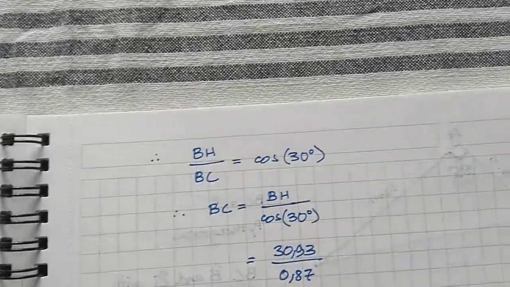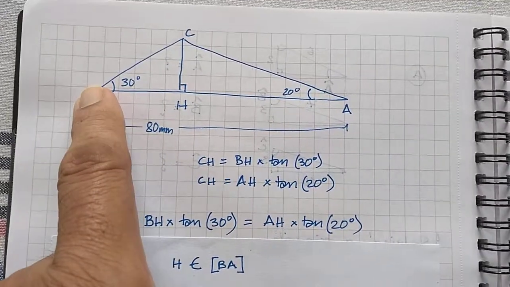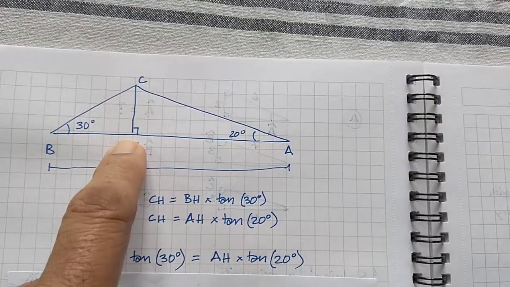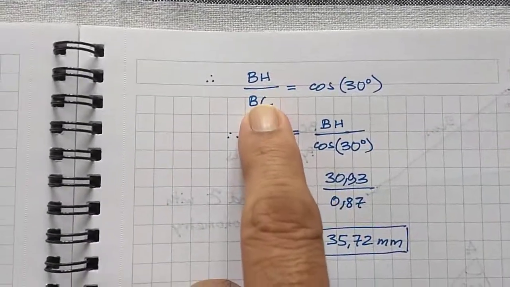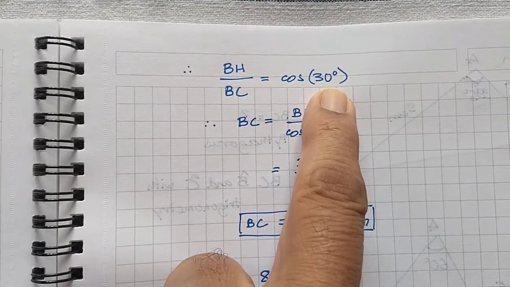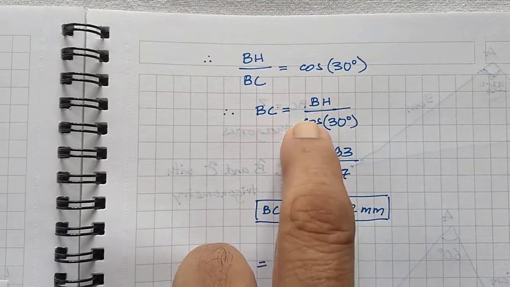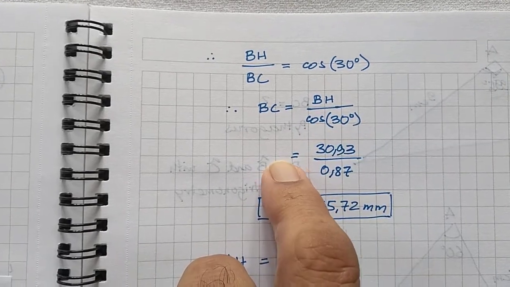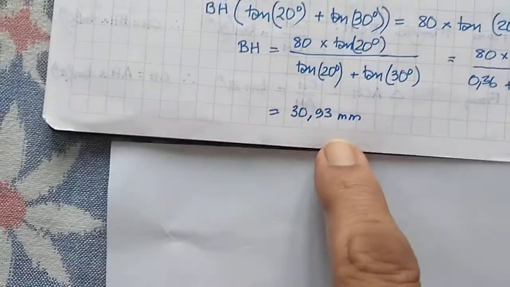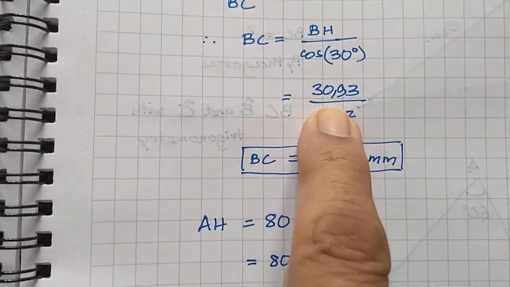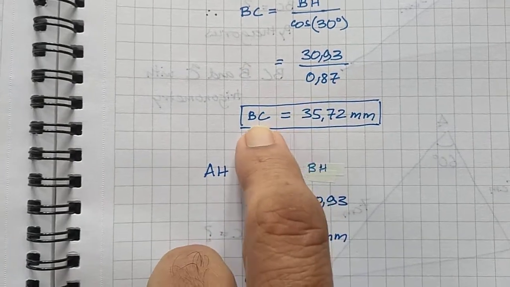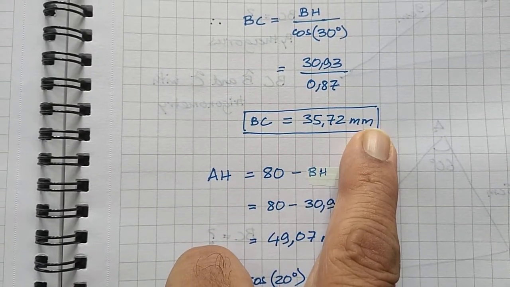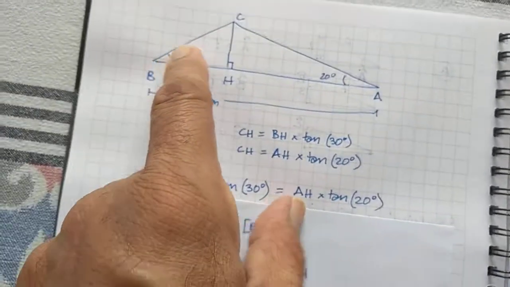So what is BC equal to? BH over BC is equal to cos of 30 degrees. So BC is equal to BH divided by cos of 30 degrees, which is 30.93, what we calculated here for BH, divided by cos of 30 degrees, which is 0.87. Do all this in the calculator, you get BC is equal to 35.72 mm. So one of these sides we have solved.